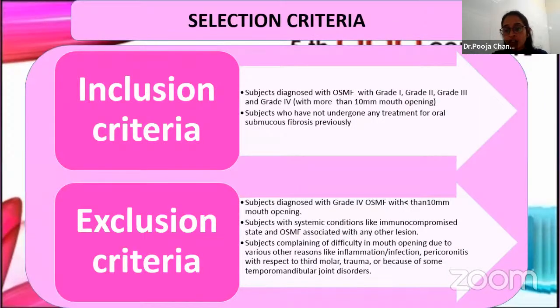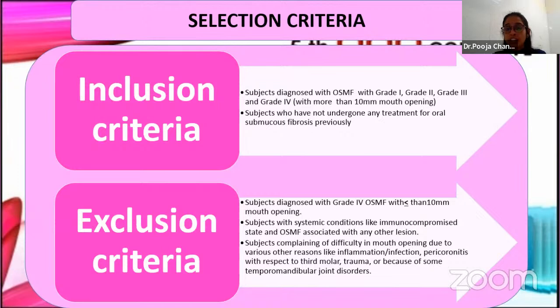When coming to the stem cell therapy, the subjects included in my study were those diagnosed with grade 1, grade 2, grade 3, and grade 4 OSMF with mouth opening greater than 10 mm, and who have not undergone any previous treatment.